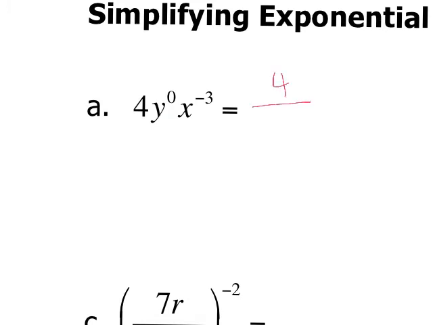What about y to the 0? What is y to the 0 going to be? 1. So I know multiplying by 1 doesn't do anything, so I'm just going to mark it out. What about x to the negative 3? Does it stay or flip? Flips. So it flips down to the bottom as x to the positive 3. Can I simplify? Nope, I'm done. All right, B.